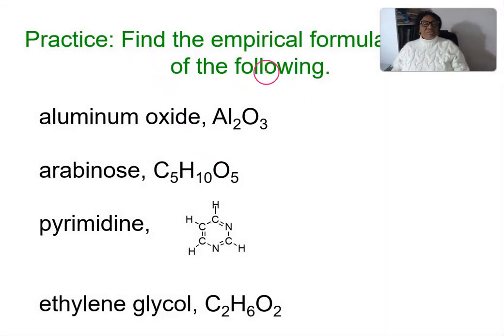So, find the empirical formula of each of the following. So we have aluminum oxide. First of all, this is an ionic compound. You cannot divide it. There's no ratio that you can use to divide. So this is its empirical formula.